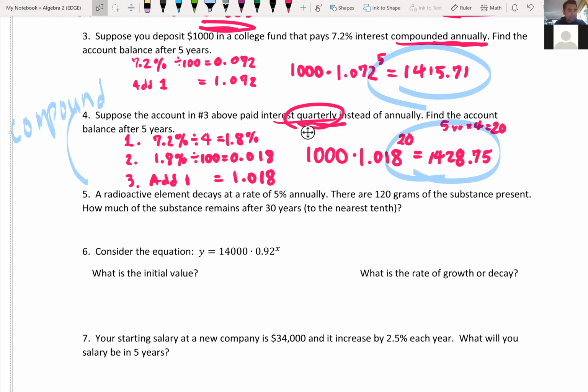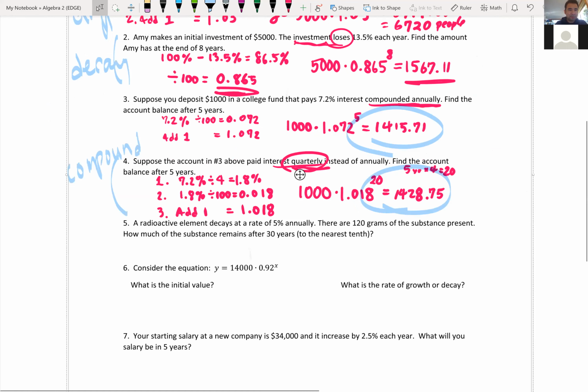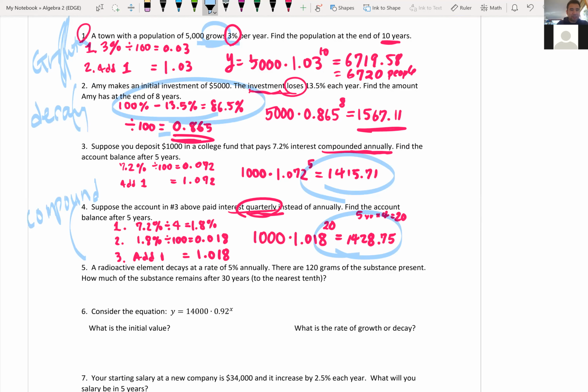A radioactive element decays. So here's the key word, decay, meaning it's going down. It rots, right? Decay means to go away, to rot, to decompose. A radioactive element decays at the rate of 5% annually. There are 120 grams. How much of the substance remains after 30 years? So what do we need to do if you are dealing with a decay problem? Take a look at right here what we did.